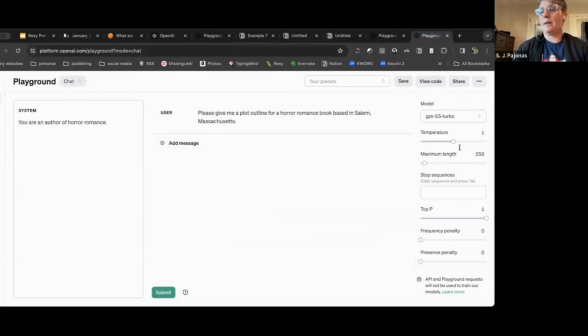Okay. I'm going to turn up the maximum length a little bit. Now we had it at 1. We're going to turn it way up to like 1.8. Get it close to 2. And then we're going to ask it to go again.